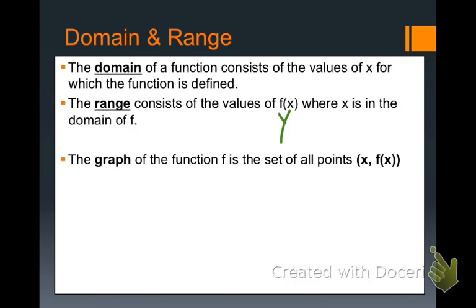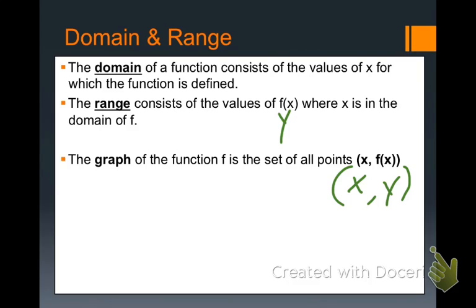It's just notation. So then the graph of the function f is the set of all points x, comma f of x. So just like it's the set of all points x, comma y, f of x is the same thing as y. So this becomes important with real-world examples especially.